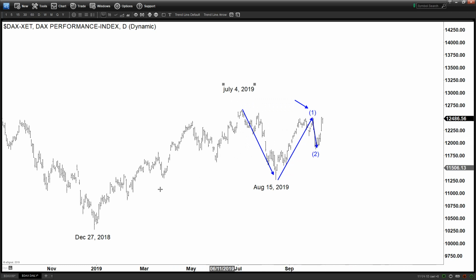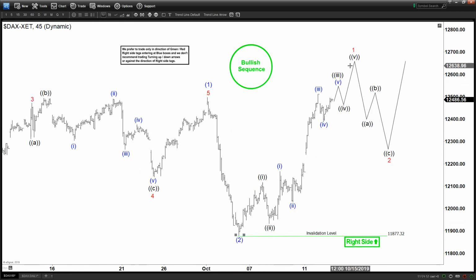We broke above this one in blue, so now a pullback is again expected to find buyers here. As far as we stay above 11,877, we can see more upside.